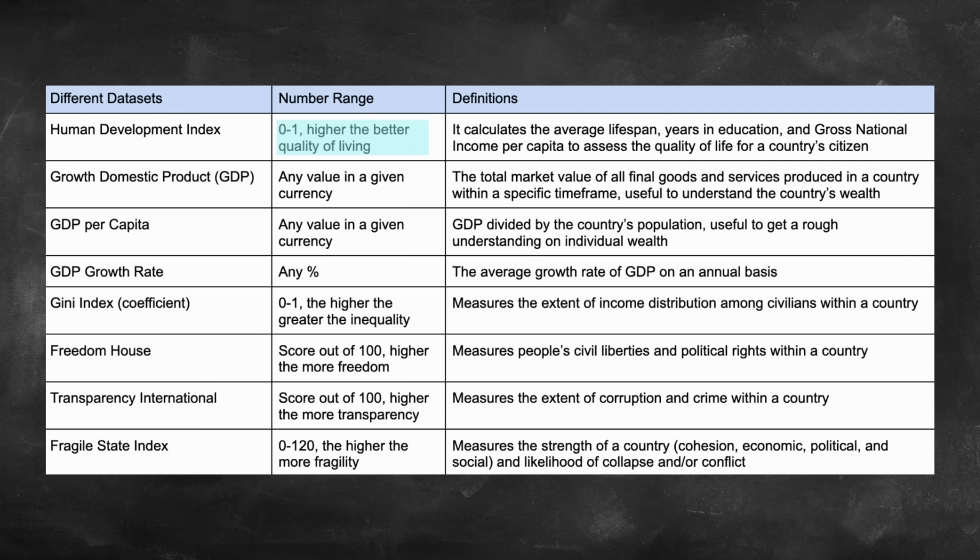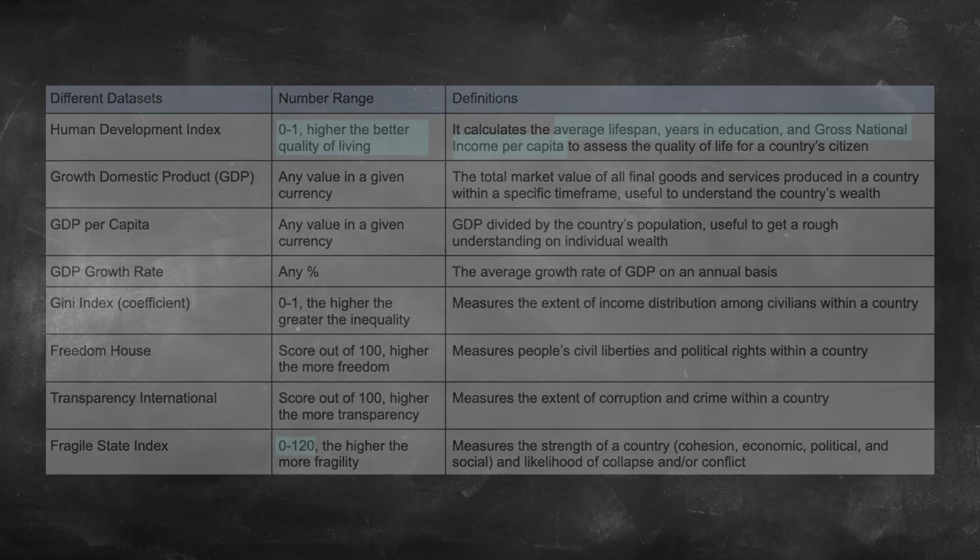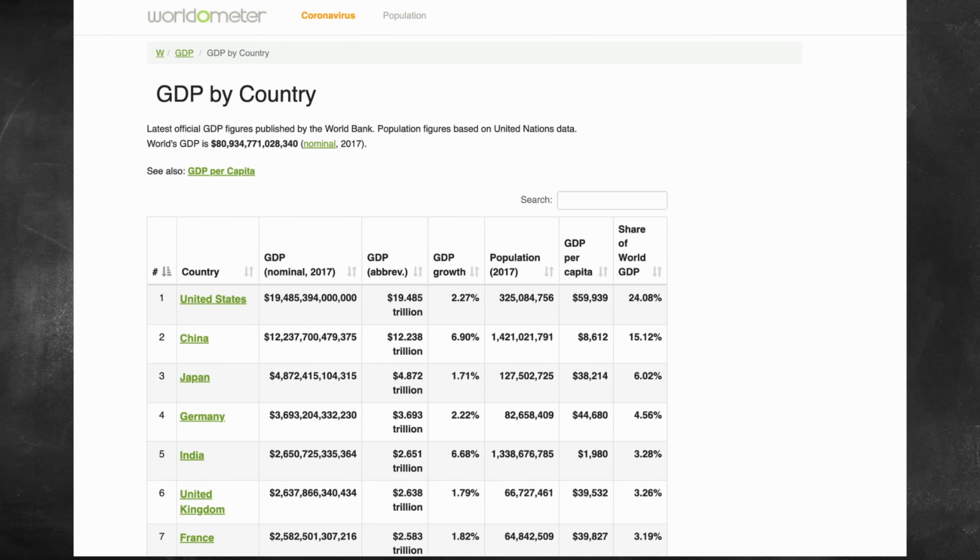The higher the number, the better the quality of living, education, and health. The Fragile State Index uses numbers 0 to 120 to measure the fragility of a state. The higher the number, the greater the fragility. Understanding what a number means can give us a better look into some of these countries. For example, just by looking at GDP, we can understand that China's economy is the second largest economy in the world. However, when looking at GDP per capita, we can see where China is compared to other countries.